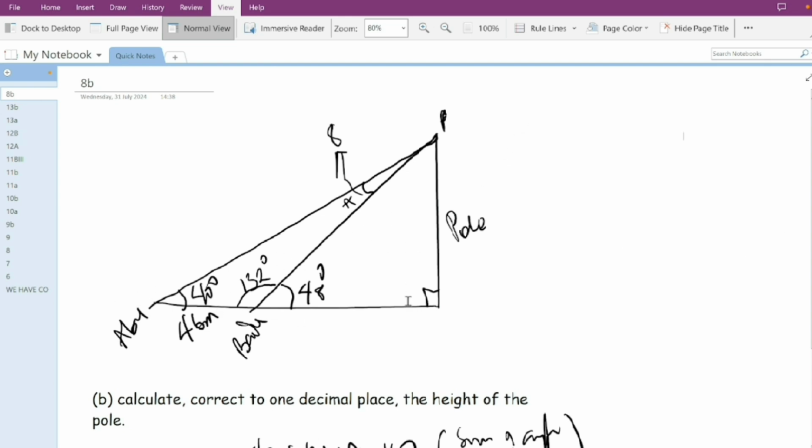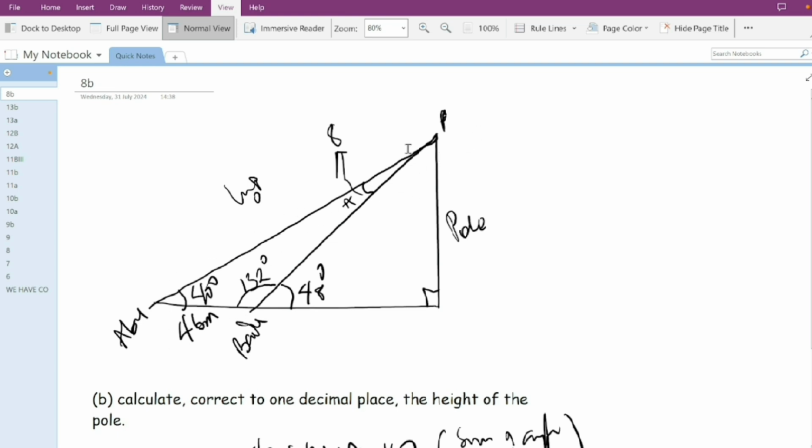We are looking for this long side, and this long side will help us find the height of the pole. If you consider this big triangle, once we have this side, which is the hypotenuse because it's facing 90 degrees, and we have the angle which is 40 here, we can find this side, which is the height of the pole, using Pythagoras theorem. So we therefore need this hypotenuse first.